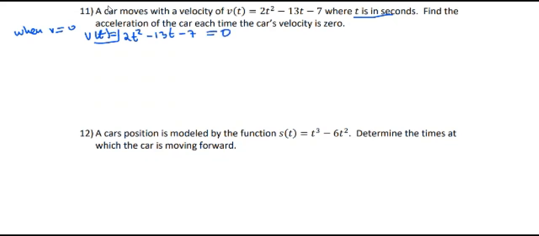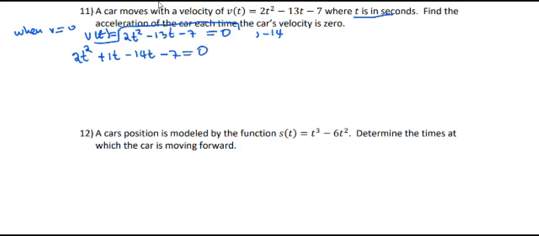So forget about all of this. You're trying to solve this equation, which is a quadratic equation in t. And the way that we go about solving that is by factoring. First, we multiply 2 and negative 7 to get negative 14, right? Then we're looking for two factors of negative 14 that add up to negative 13. So then we have 2t squared plus 1t minus 14t minus 7 equals 0.